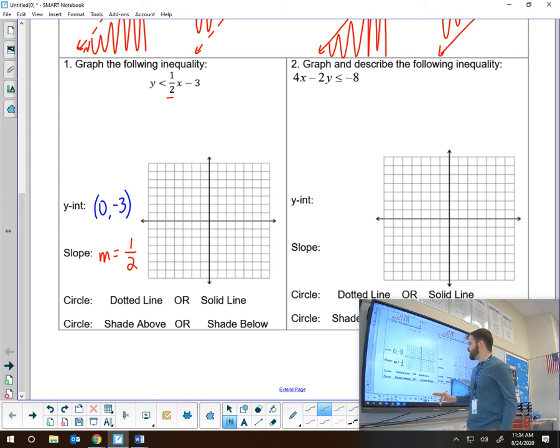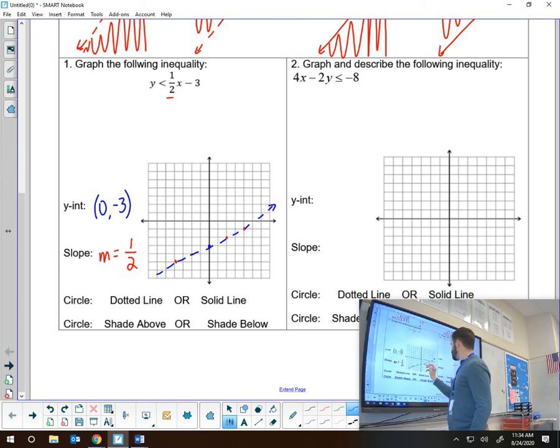I can put my y-intercept at -3. And I can start counting out my points. I can go up 1, over 2, up 1, over 2, down 1, to the left 2, down 1, to the left 2. And we can see where my graph is going to go. But we still have 2 more questions that I need to answer. First off, is it going to be a dotted line or a solid line? Well, on this one, it's going to be a dotted line, because it is just less than and not equal to. So we're going to have this dotted line here.